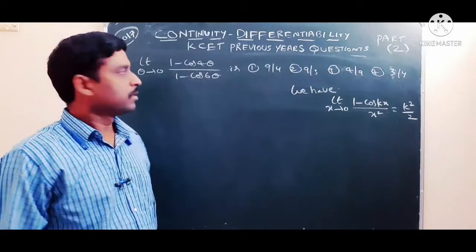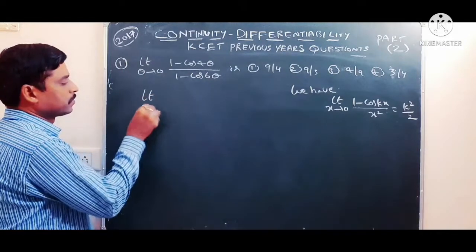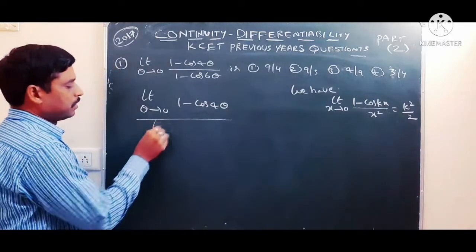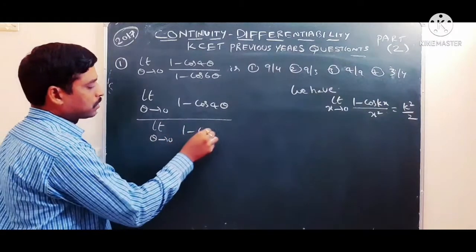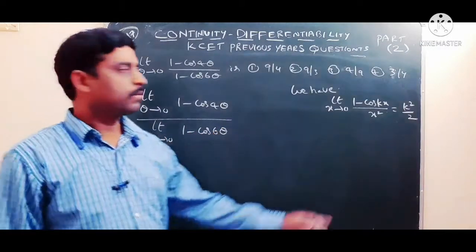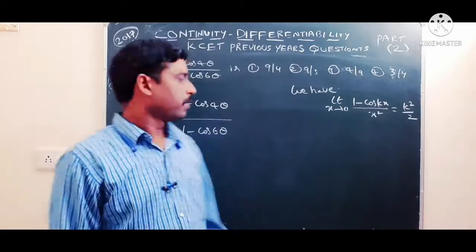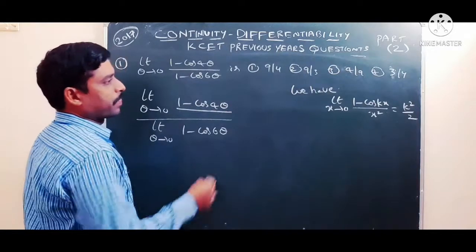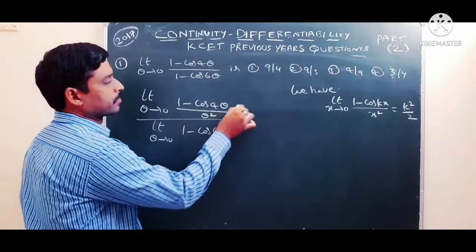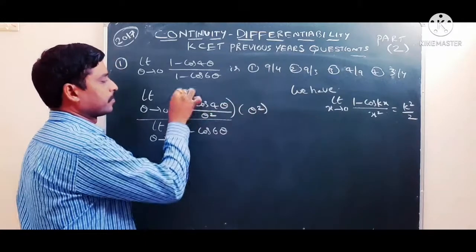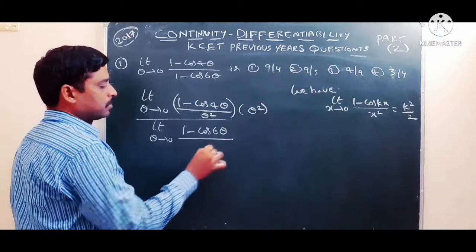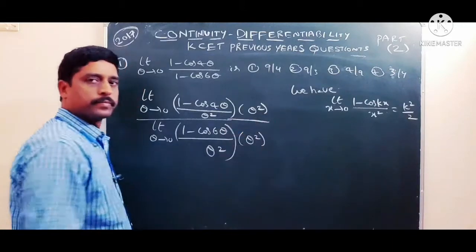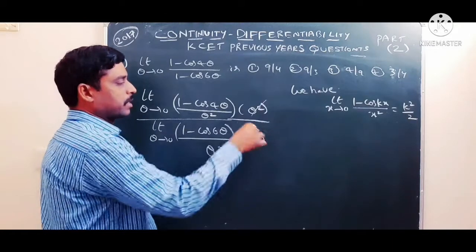So by using that formula, limit theta tends to 0 of 1 minus cos 4 theta, this whole divided by limit theta tends to 0 of 1 minus cos 6 theta. So what is the formula? 1 minus cos kx by x square. In this, 1 minus cos 4 theta is there, so divide and multiply by theta square. And in the denominator also, divide and multiply by theta square. Is it clear? Now theta square gets cancelled.